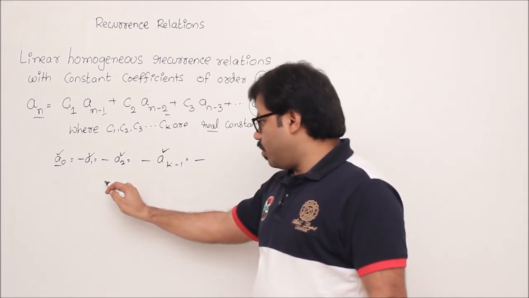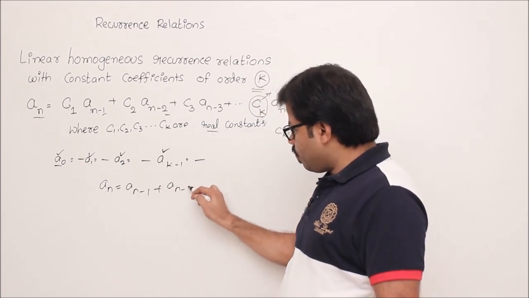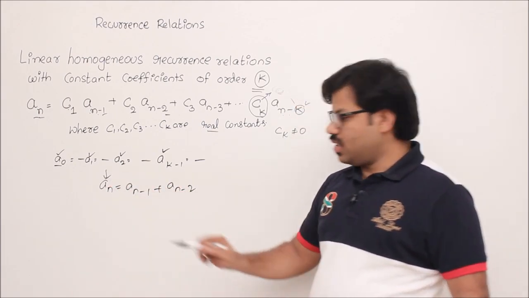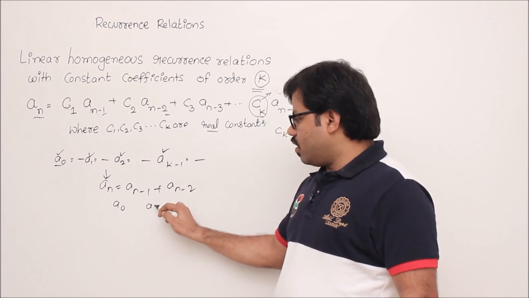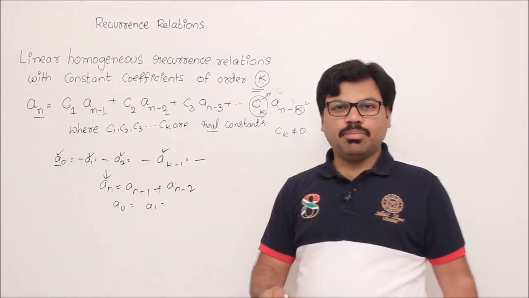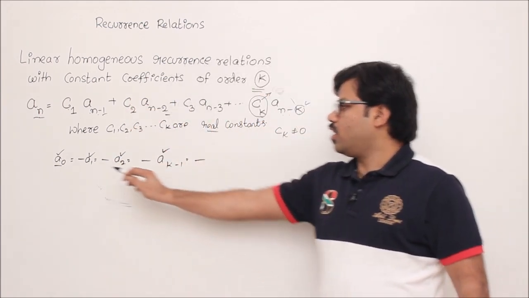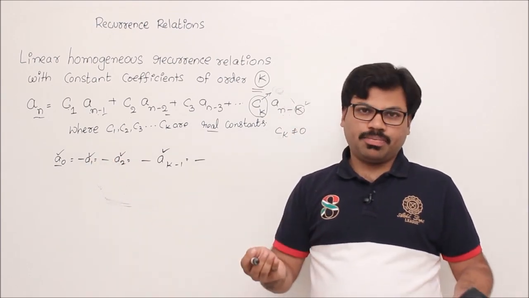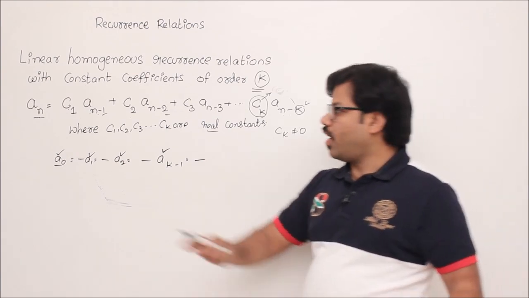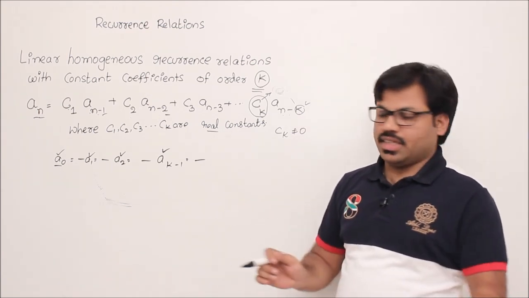I will explain with an example. Whenever you have a recurrence relation like an equals an minus 1 plus an minus 2, to find the value of an, you need two base cases. They are a0 and a1, otherwise a1 and a2. So at least two base cases are important in this recurrence relation. Since there are k terms, there should be k base cases and you should know them. Then only can we uniquely find the solution for an. Our target is finding the solution for an, and for that you should have these k base cases.